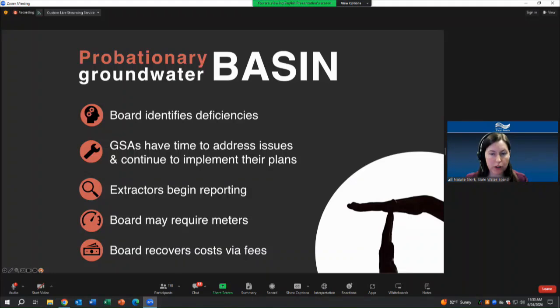If a basin is put on probation, first, the board identifies the problems with the plan. Then, agencies work during this time to fix issues while implementing the good parts of their plans. Many people who use groundwater will need to begin reporting how much they pump so that the board can assess conditions. The board may require meters so that we get accurate information. The board must also begin charging fees. The law states that the board must recover the costs of administering the program. These are not meant to be punitive.